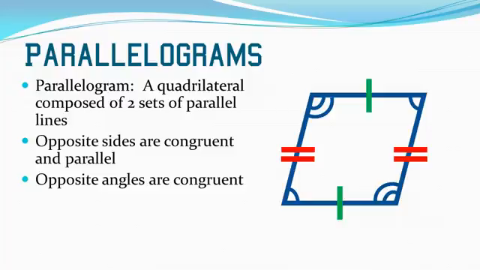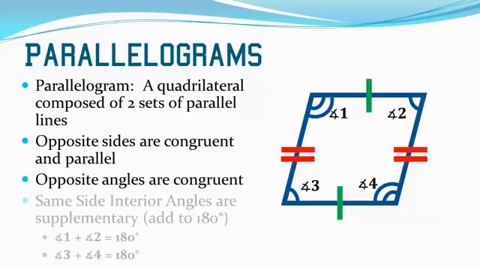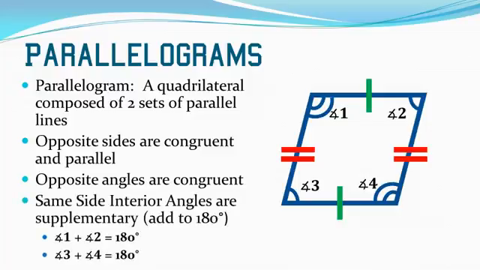The same properties for quadrilaterals work here as well. If I add up those four angles, it's still going to equal 360 degrees. But because I have parallel lines cut by a transversal, I know that something else is true. What I see here are sets of same side interior angles. So those are supplementary. So I know that 1 and 2, they're going to add up to 180 degrees.